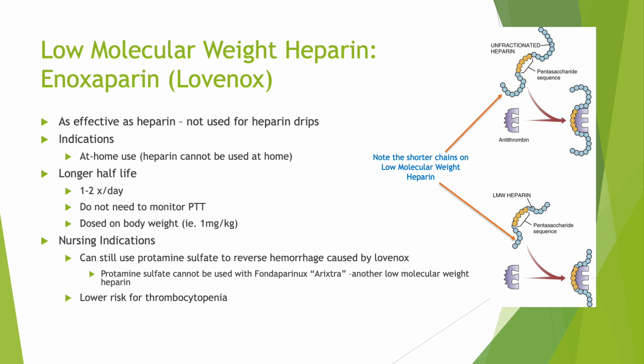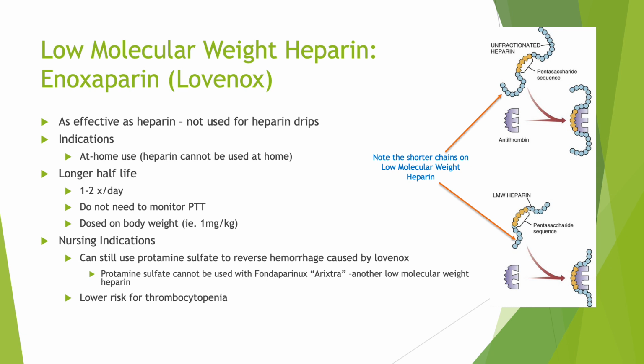Lovenox is not nearly as variable and unpredictable as heparin, and it's dosed by body weight, so typically 1 milligram per kilogram. Now, what do you need to think about as the nurse when caring for a patient on Lovenox? Well, fortunately, because Lovenox is similar enough to high molecular weight heparin, you can still use the antidote, protamine sulfate, to treat a hemorrhage caused by Lovenox.